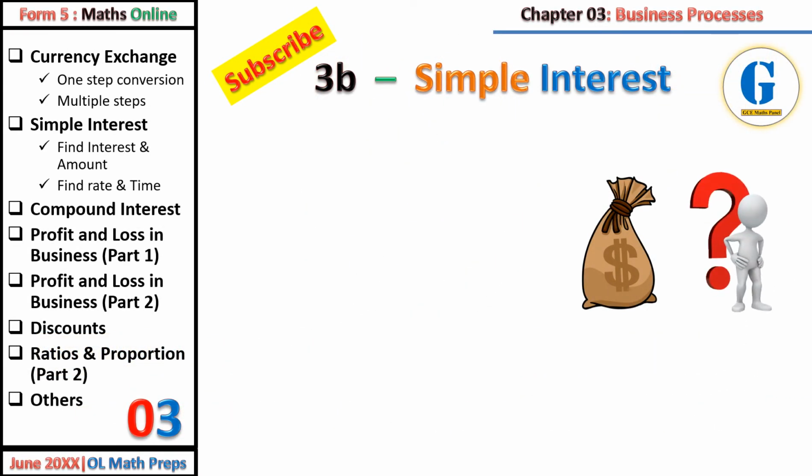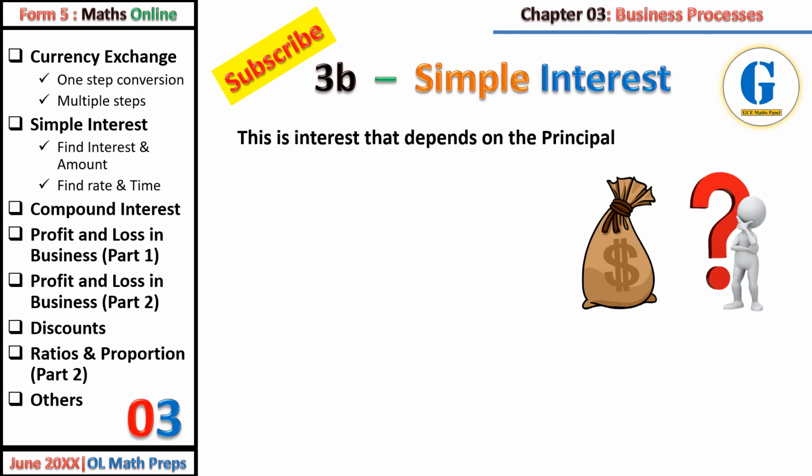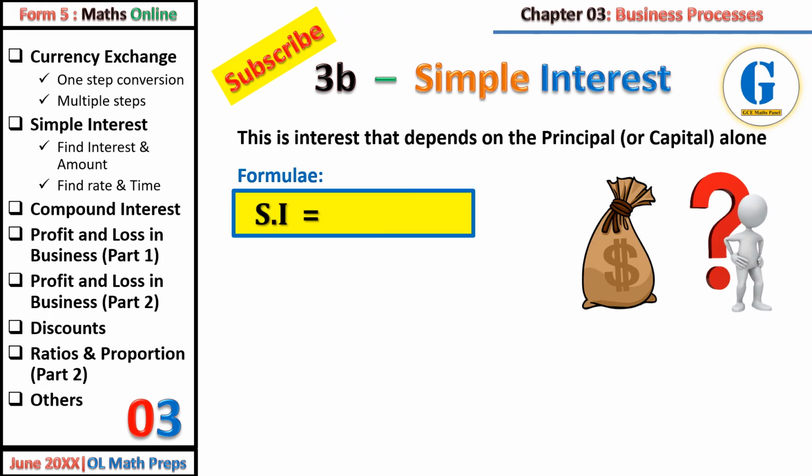This lesson is on simple interest, and we'll begin by explaining the concept of simple interest. Simple interest is the interest that depends on the principal alone. Another word for principal is capital, or the amount of money that is invested in a business or in a bank. And the following formulae are used when calculating or working with simple interest.